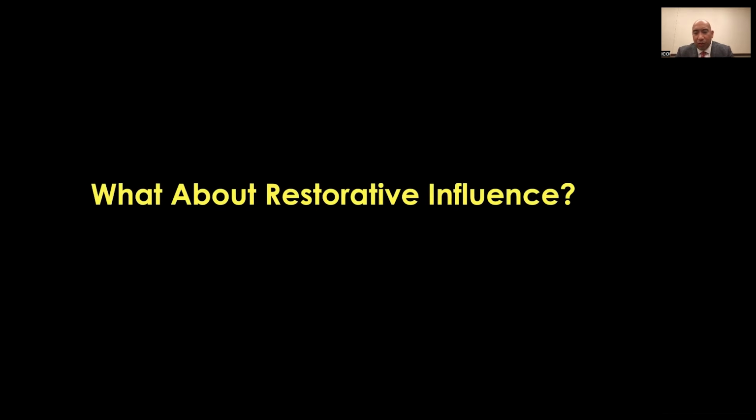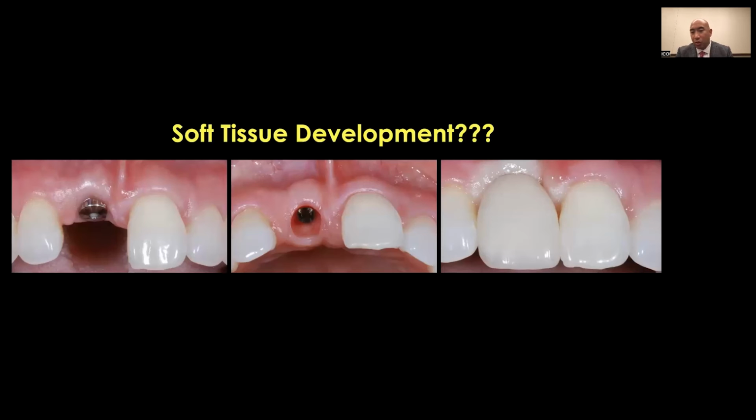But what about the restorative influence, right? It doesn't really matter how good I am or your surgeon is, or if you're the surgeon. Sometimes it doesn't matter how good of a surgery you do if we drop the ball on the final restoration. So how important is the restorative influence? Well, it's very important. You could literally drop the ball at the 1 yard line and wreck the whole case if we don't manage the soft tissue properly prosthetically.